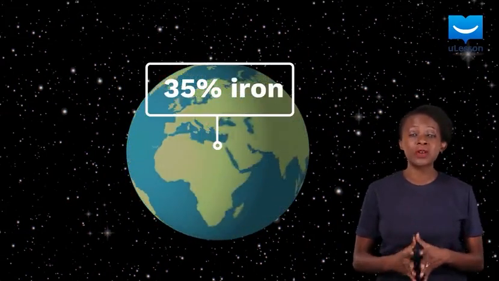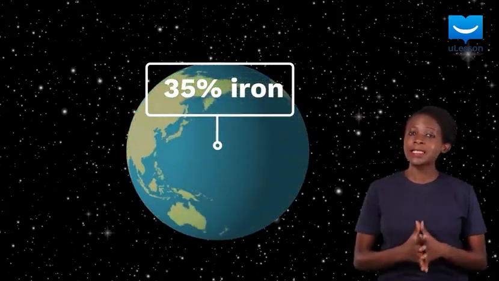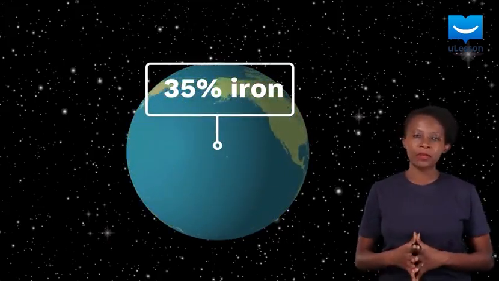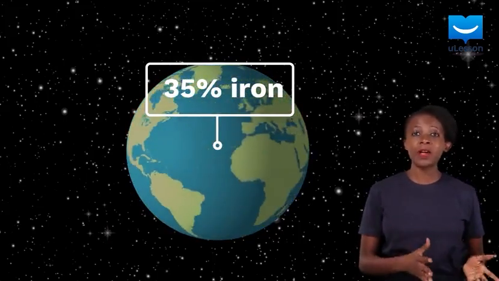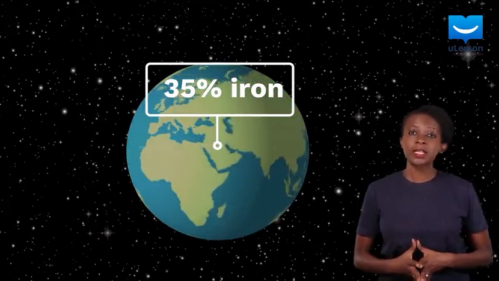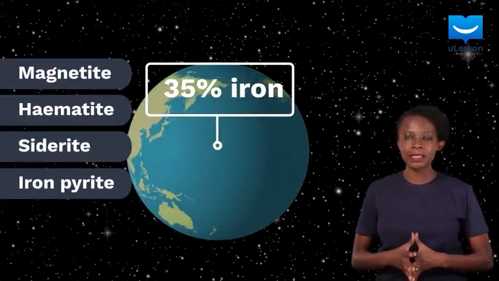ore. Iron is abundant on Earth. In fact, among the metals found in the Earth's crust, iron is the second in abundance after aluminium. It also constitutes about 35% of the Earth as a whole. Like most metals, iron is found in its combined state and not in its free metallic state. Naturally, it is found combined with other elements in different ores, such as magnetite, hematite, siderite, and iron pyrite.